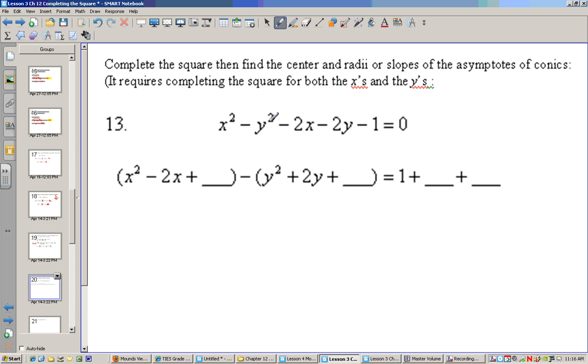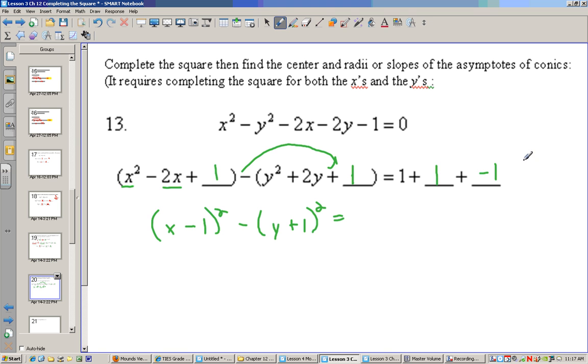Now in this one, we can tell right away this is a hyperbola because there's a positive and a negative sign. I put the x squared minus 2x together. I'll put in a 1. Y squared plus 2y. I'll put in another 1. Now here I'm adding 1 and that becomes a negative 1. So it's plus 1 minus 1. So this becomes x minus 1 squared minus y plus 1 squared equals 1 plus 1 minus 1, which is just going to be 1. So this is a hyperbola with a center at 1, negative 1.